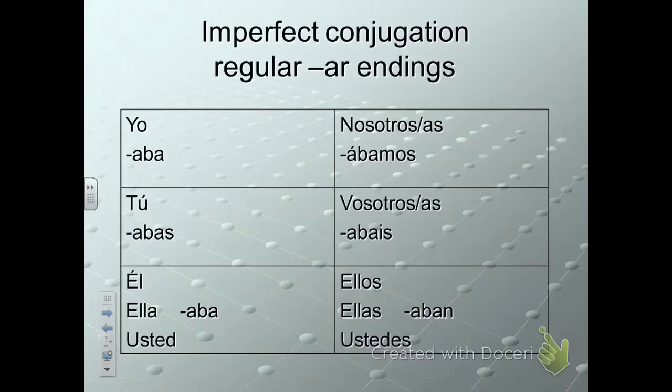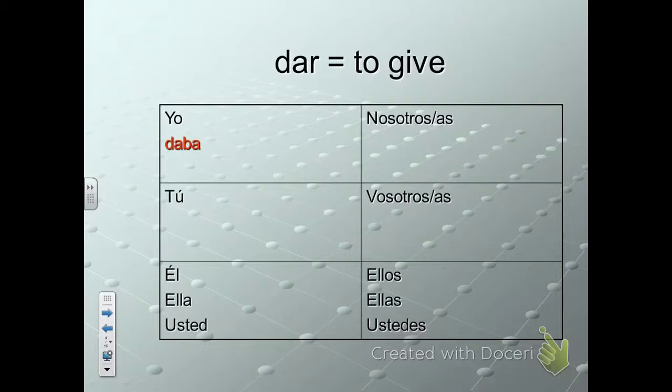It's very, very similar to present tense. The tú form ends with an S. The nosotros ends with mos. And the third person plural ends with an N. So that's similar to what you learned in the present tense. So here's some examples. The yo form, daba, for the verb dar.